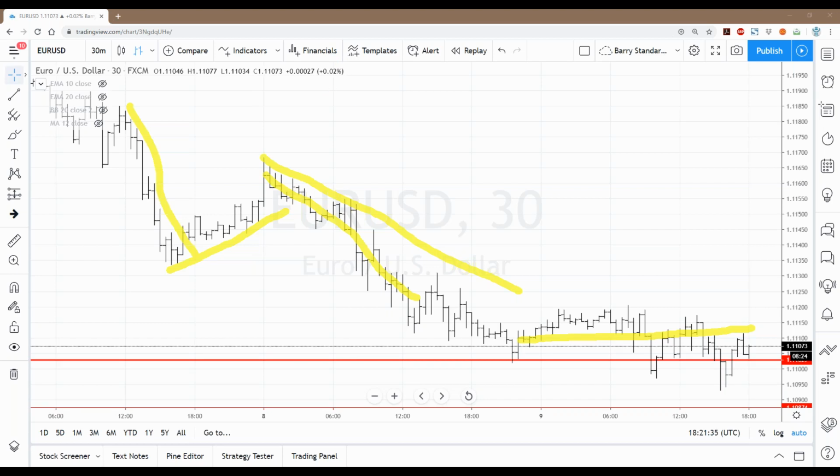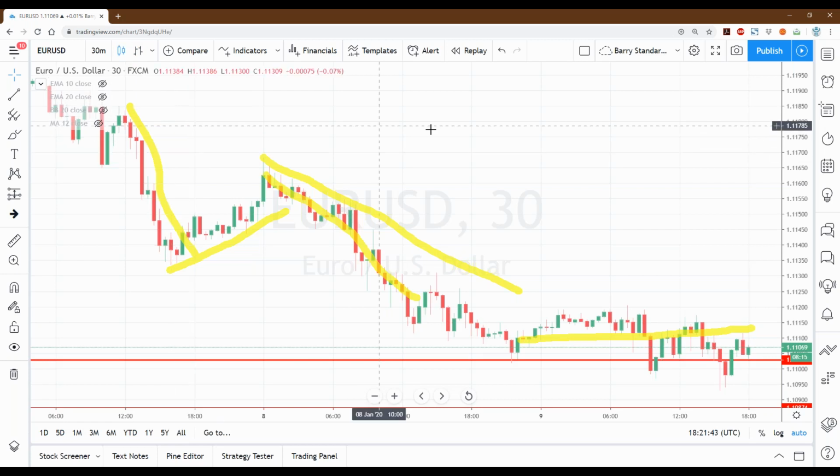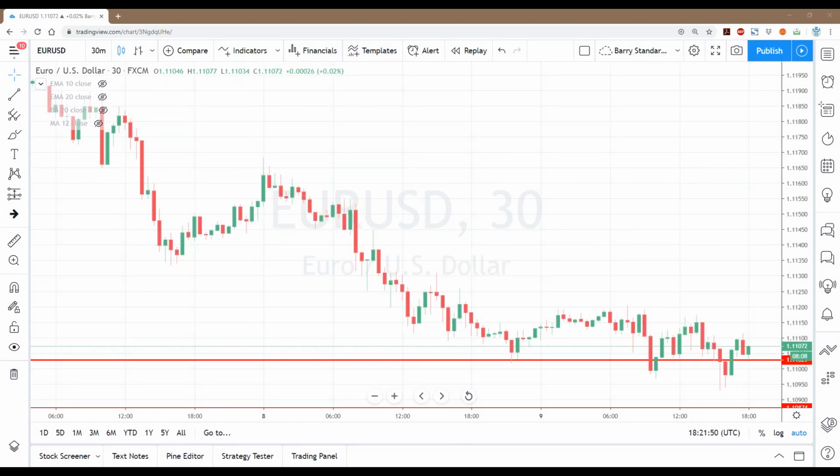Now, remember, there's only 4 pieces of data: open, high, low, and close. So if we want to use a candlestick chart, we can just click on candlesticks. Now, candlesticks have the same exact information: the open, the high, the low, and the close.